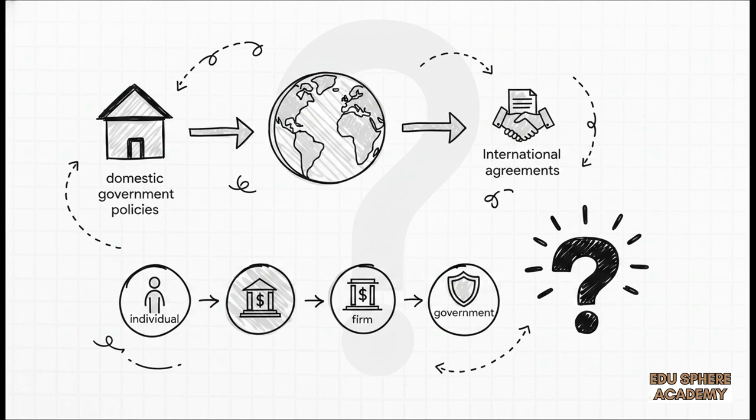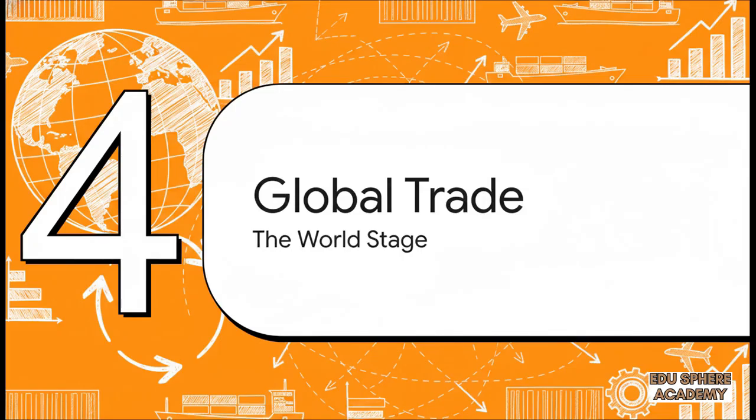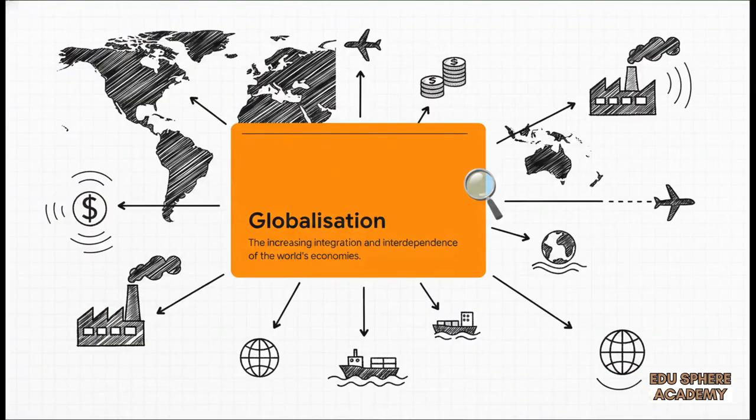What happens when we zoom out to the highest possible level? Welcome to the global stage, folks. Section 4, Global Trade. The big buzzword here is globalization. By definition, it's the increasing integration and interdependence of the world's economies. This massive web of connection is driven heavily by multinational corporations, or MNCs, setting up shop across borders, combined with a huge boom in international trade. Ultimately, it means an economic hiccup in one country can send shockwaves across the entire planet.